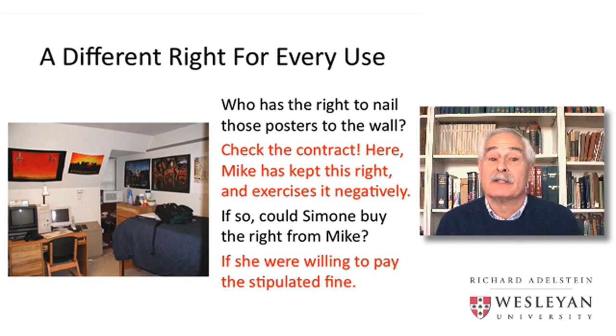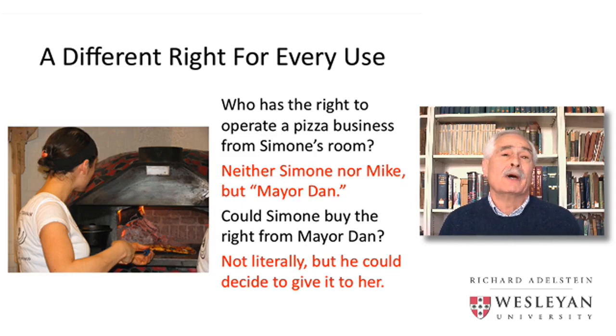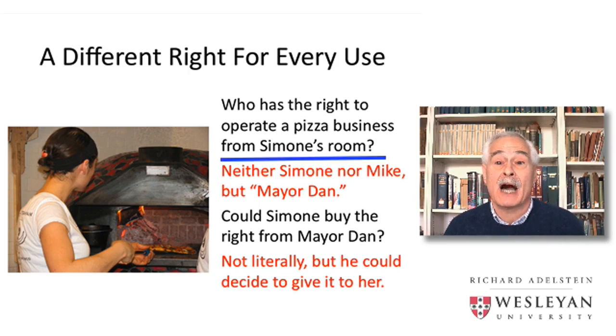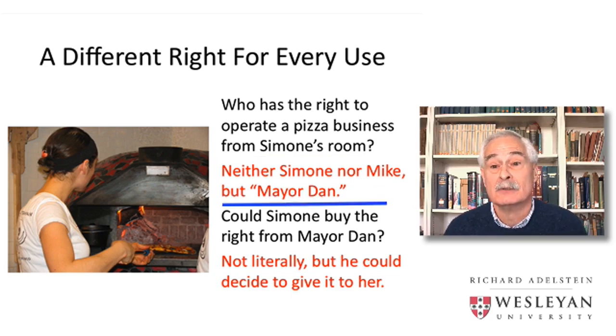So another question arises. Suppose Simone says, well, the pizza on the campus is awful. I think I could make a lot of money if I simply opened a pizza business in my room and made better pizza than students can get at the other alternative pizza places around the campus. Could she do so? Who has the right to operate a pizza business from Simone's room? The answer is not Simone and not even Mike. But, in fact, the Middletown, Connecticut Planning and Zoning Board has the right to tell Simone whether she may or may not operate a pizza business from her room.